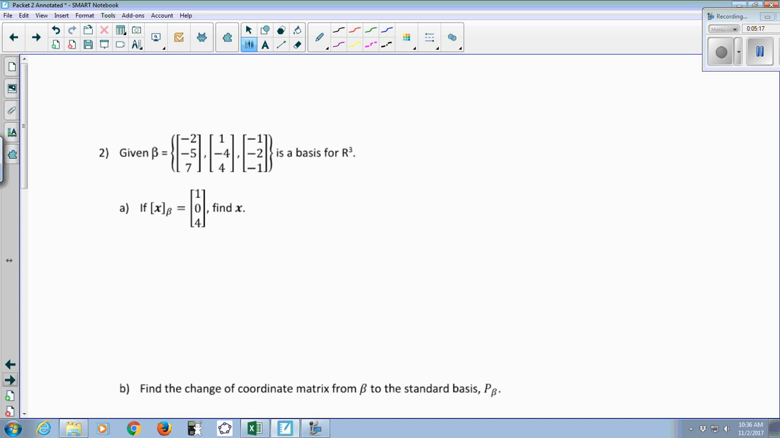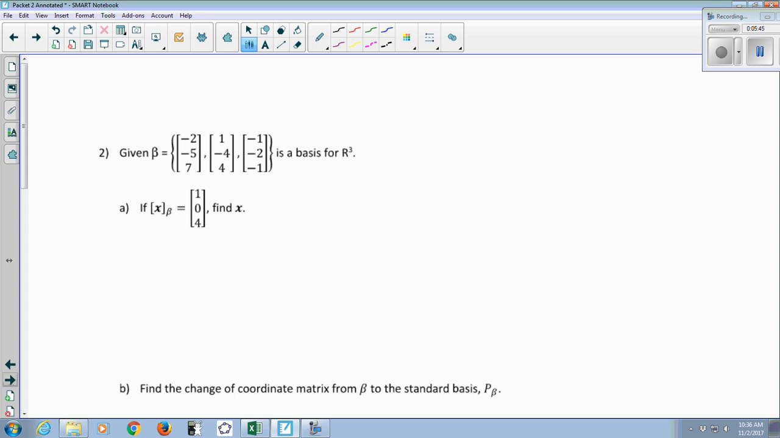All right, so here's the notation. We've got a basis beta for R3. So I'm telling you that this is a basis. The standard basis for R3 would be (1, 0, 0), (0, 1, 0), and (0, 0, 1). That's the X, Y, Z direction. But I've given you an alternative basis for R3. So that's telling you that this is a linearly independent set that spans all of R3.